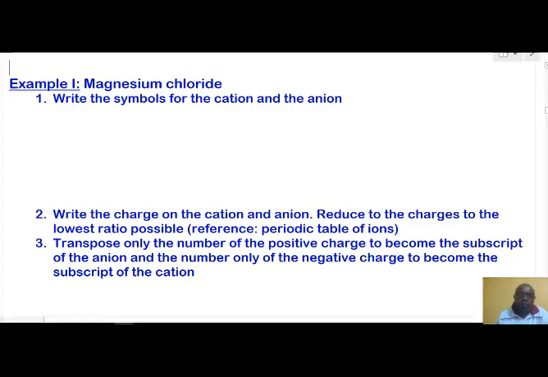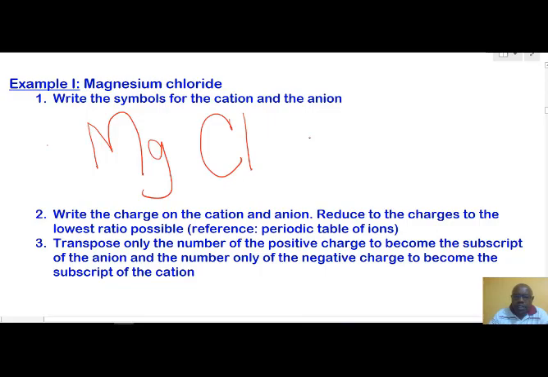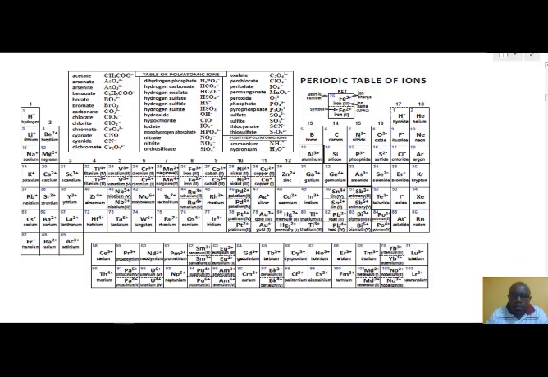In the first step, we write the symbol of the cation and the anion present. Symbol for magnesium is Mg. The chloride is Cl. Number 2, we write the charge of the cation and the anion. We use the periodic table of ions to determine the charges in the cation and the anion present. The cation present is magnesium, has a charge of +2. The anion present is chloride, has a charge of -1.